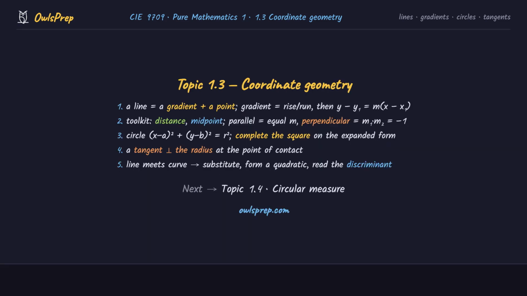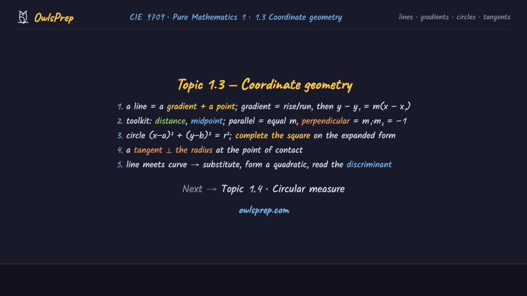So that's topic 1.3, coordinate geometry, in 5 ideas. 1. A line is fixed by a gradient and a point. Gradient is rise over run, and the equation is y minus y1 equals m times (x minus x1). 2. The toolkit: distance by Pythagoras, midpoint by averaging, parallel means equal gradients, and perpendicular means the gradients multiply to minus 1. 3. A circle is (x minus a) squared plus (y minus b) squared equals r squared, and you complete the square to undisguise the expanded form.